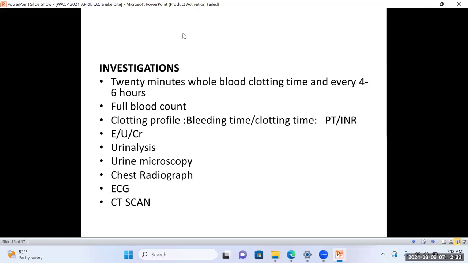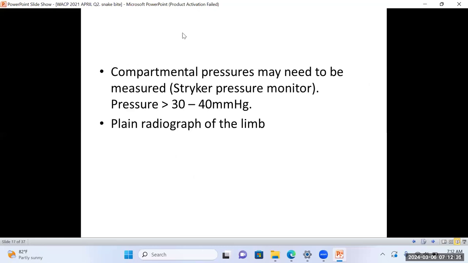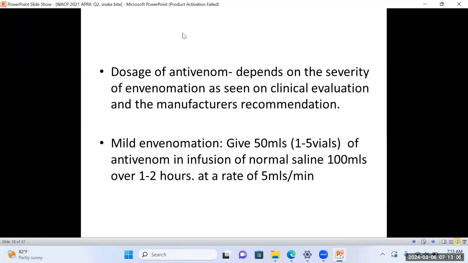A cranial CT scan may be beneficial to explore other possibilities too, and to look out for bleeding in the brain. Then compartmental pressures may be monitored if I have the wherewithal. However, I can also look out for signs of compartment syndrome, such as extreme pain, which is not commensurate with the patient's injury or complaints. And the limb may be pulseless, it may be very painful, it may be pale. So these are signs that will tell that compartment syndrome may be ensuing. Then a plain radiograph of the limb may also be beneficial because some snakes can leave their fangs within the injury site.